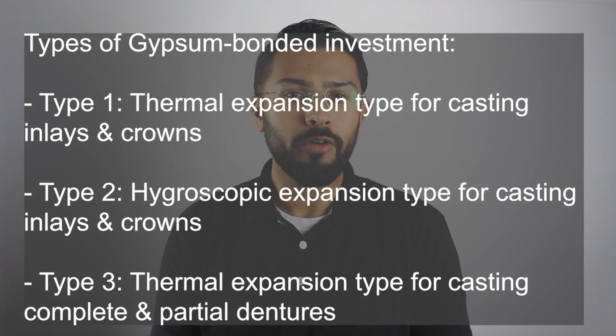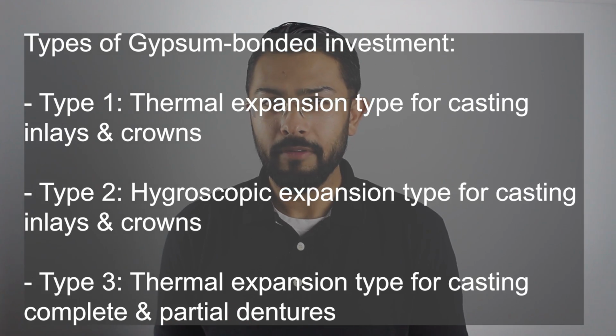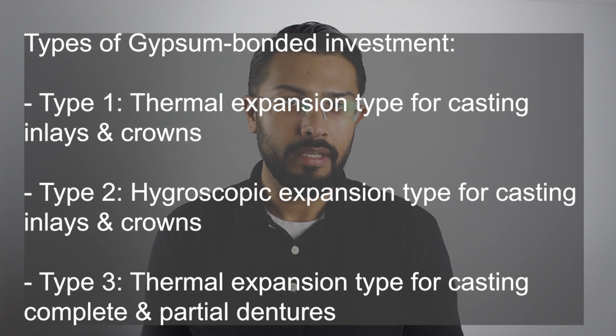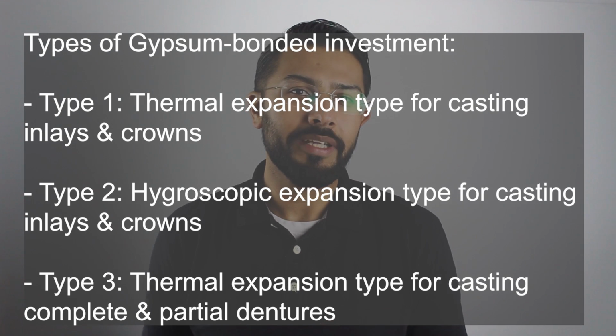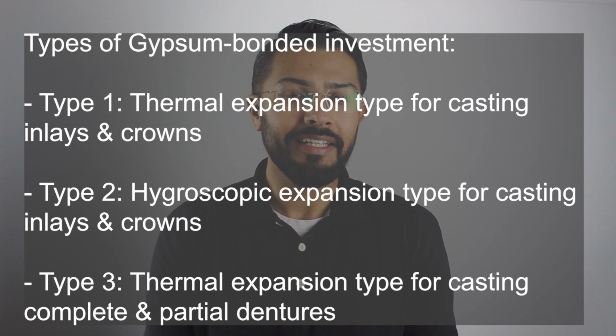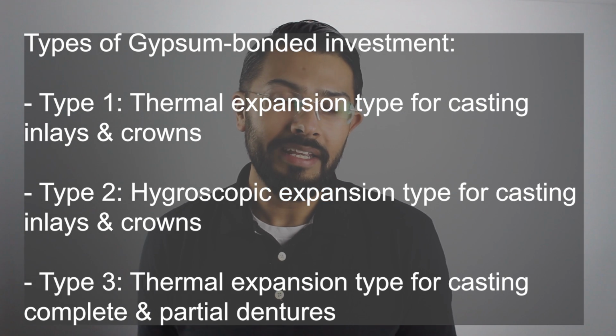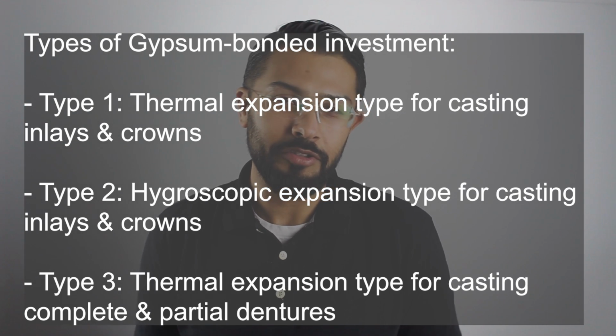There are three types of gypsum-bonded investments. Type 1 is the thermal expansion type for casting inlays and crowns. Type 2 is the hygroscopic expansion type for casting inlays and crowns again. Type 3 is for casting complete and partial dentures.